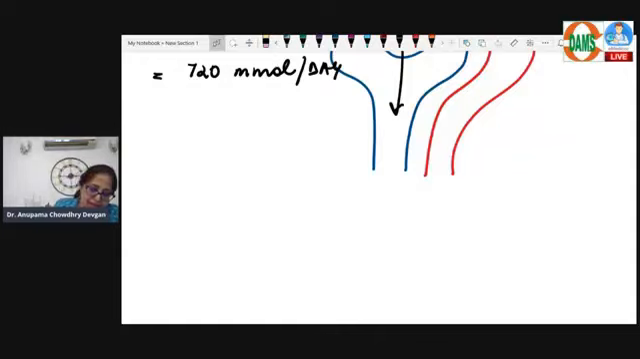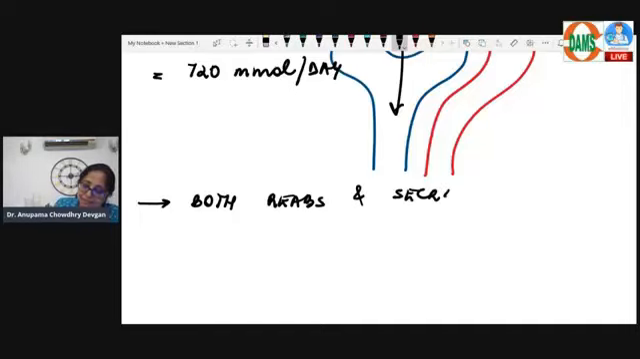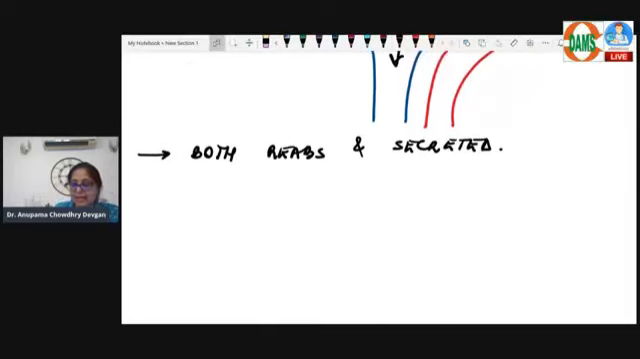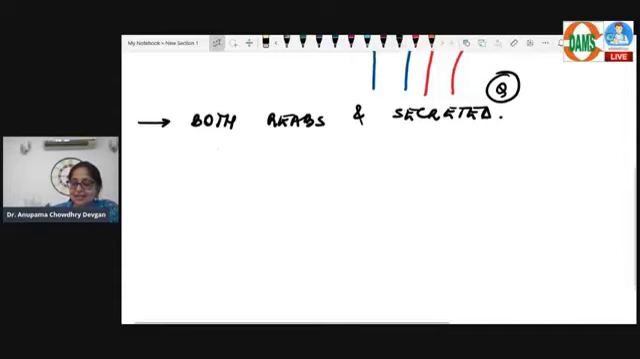Now, potassium is an ion which is both reabsorbed and secreted. Again, this is a neat question: which ion is both reabsorbed and secreted? That is potassium, okay?